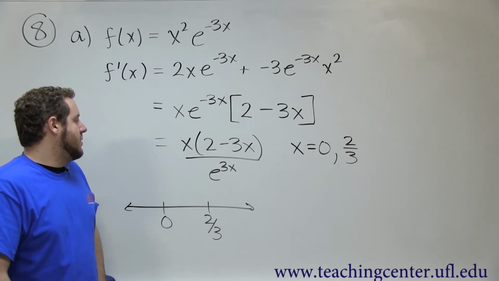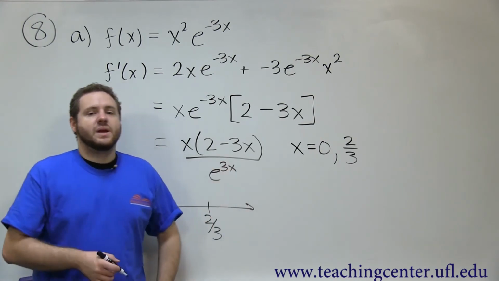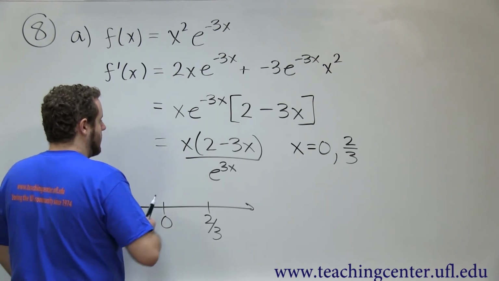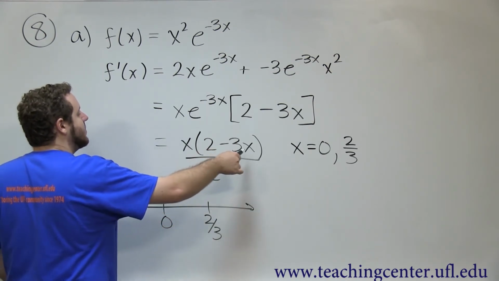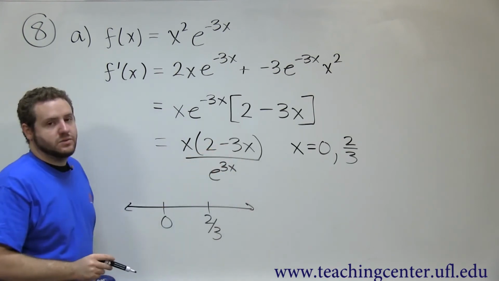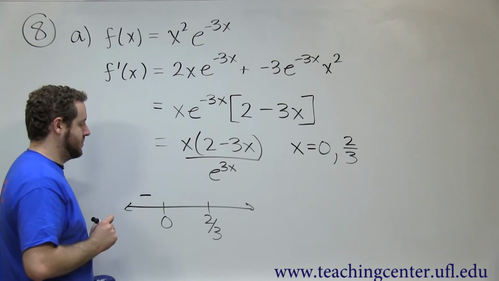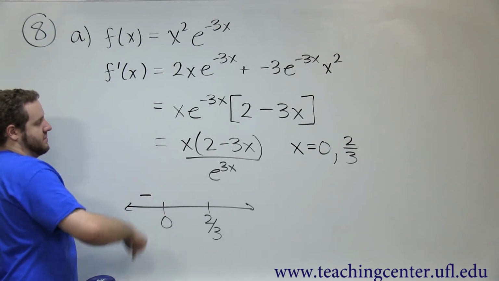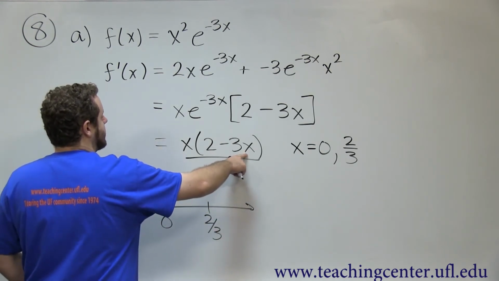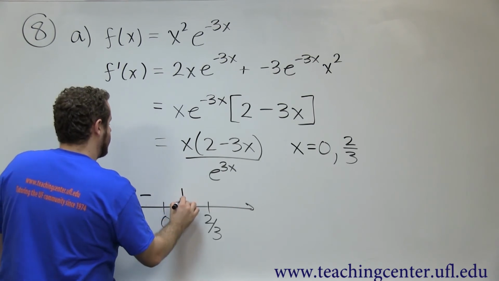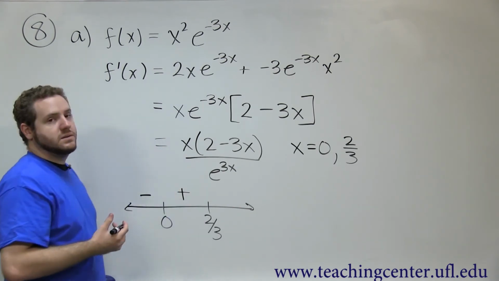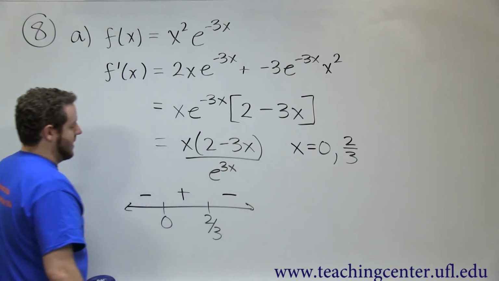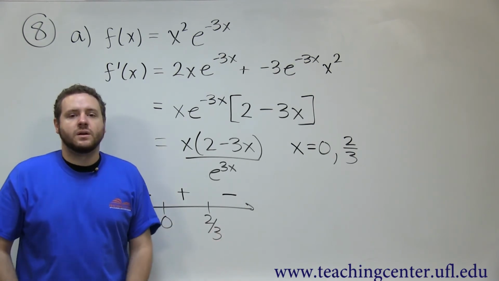Now when we test these numbers, we really don't have to worry about the denominator because e to the 3x is always positive anyway. So if we plug in a negative number, this is going to be negative, but this is going to be positive because any negative number here is going to turn that into a plus. So this is minus. Anything in between 0 and 2/3, this is clearly going to be positive because now this is a positive number. And if this is a very small fraction, then the 2 is going to win, and that's positive. If we plug in anything bigger than 2/3, like let's say 1, this is positive and this is negative. So we get negative. So here's our first derivative sign chart.